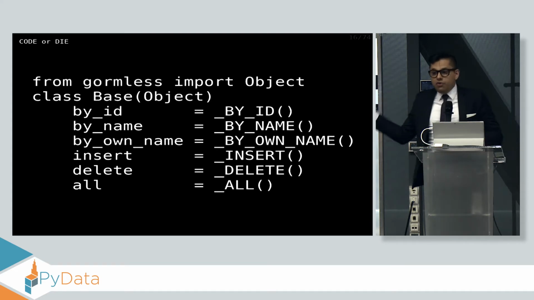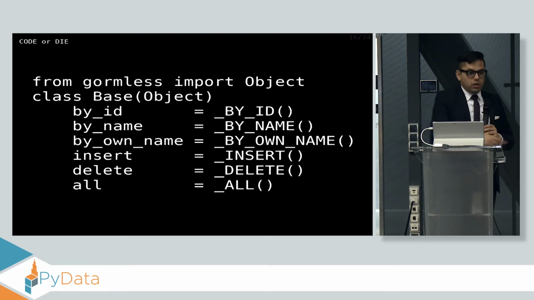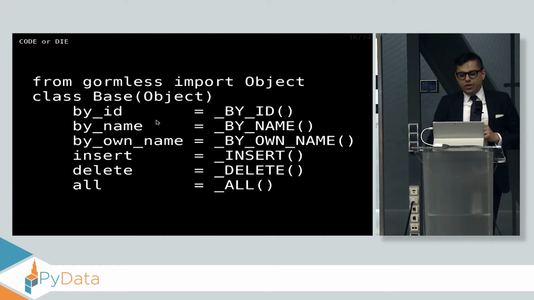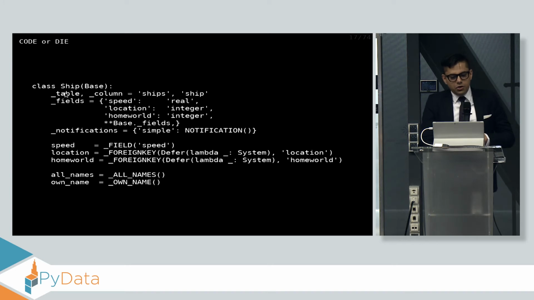What I have is a way to map arbitrary SQL to the Python object model, to Python methods and Python descriptors. Here you can see some base object, and you can look it up by ID or by name. You can do inserts and deletes. Here you have some object that represents a ship. You'll see why I call this ship later. And it has some fields like speed and location.